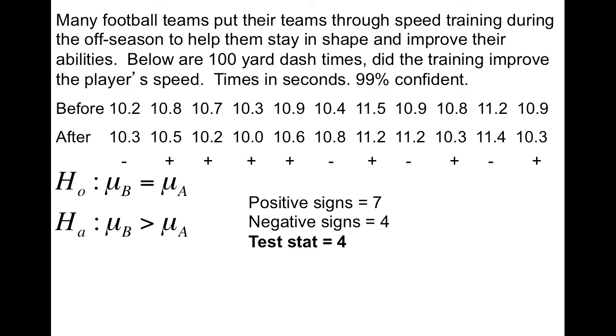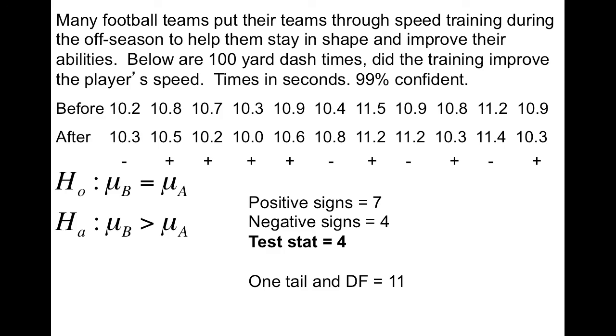Now we need to find our critical value. Our confidence level is 99%, so that means our alpha level is 0.01. Degrees of freedom is the number of pairs that we have, so degrees of freedom is going to be 11. We have greater than, so it is a one-tail test. So there's all the information you need: alpha level, one tail, degrees of freedom is 11.